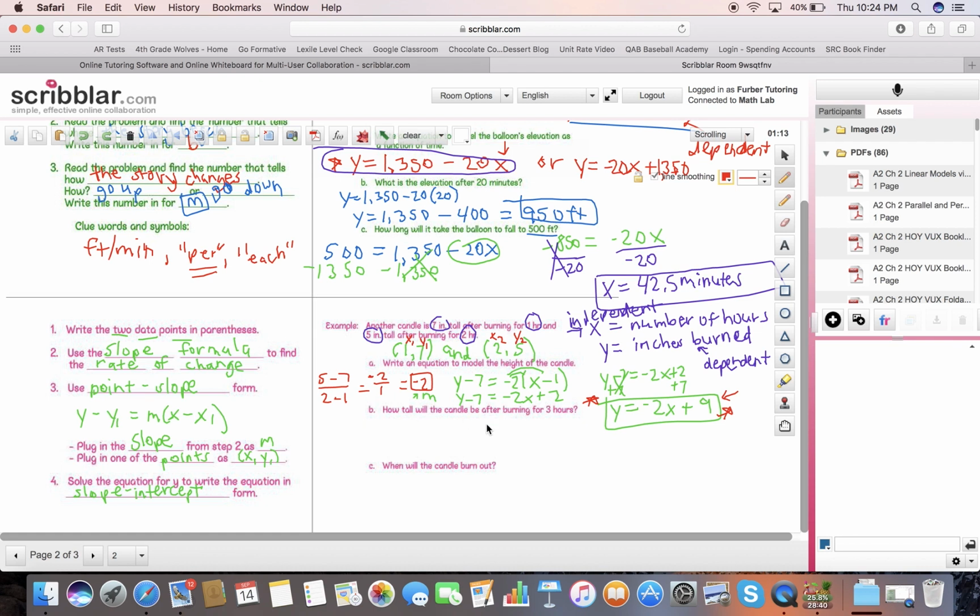B says, how tall will the candle be after burning for 3 hours? So I'm going to change the x, the number of hours that I'm burning it for. I'm going to burn it for 3 hours, and I want to know what that does to the amount of inches tall that the candle is. Obviously, we're burning it for longer than we've done in the example, so it's going to be even shorter than 5 inches. Okay, so -2 times 3, here, let me do it.